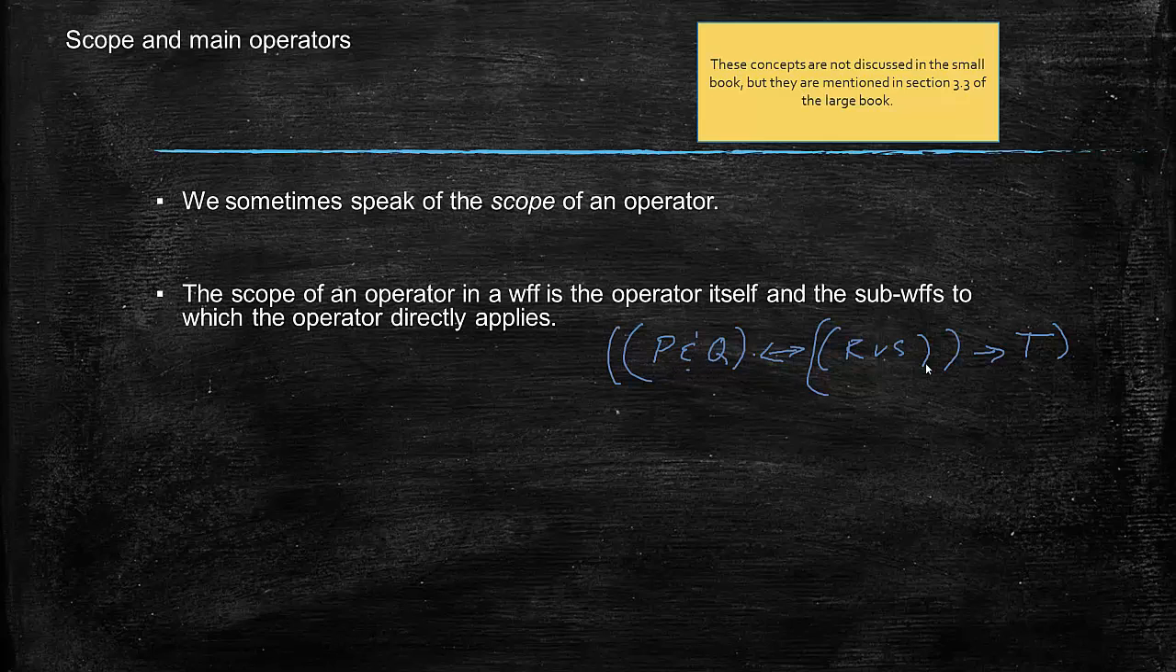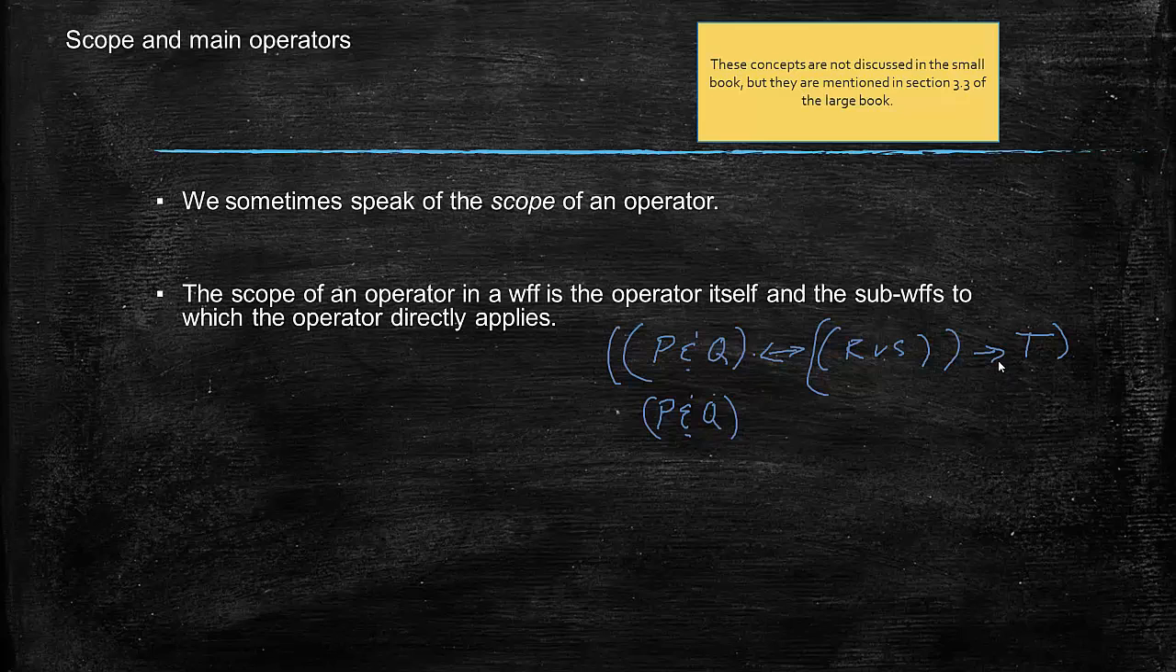There's 1, 2, 3, 4 different operators. And what this says is that the scope of an operator in a WFF is the operator itself and the two subformulas, the tiny formulas, to which the operator directly applies. So the scope of "and" joins P and Q. The scope of "and" is actually the operator and the connective. So the scope of "and" is P and Q.